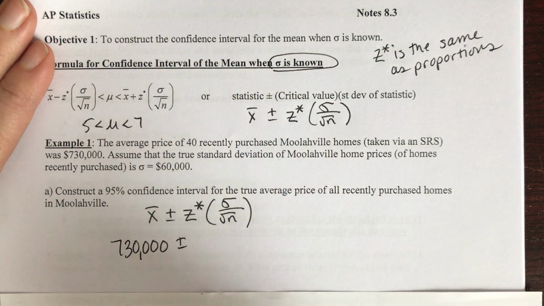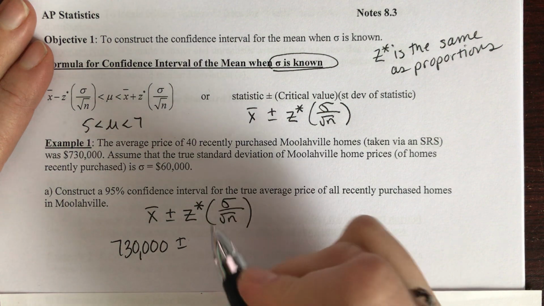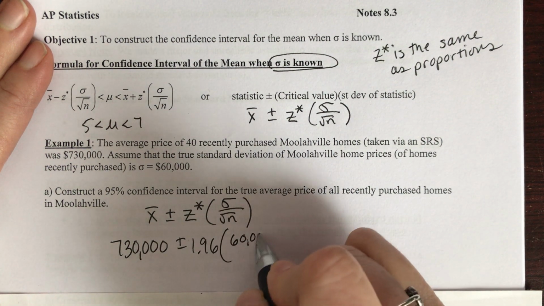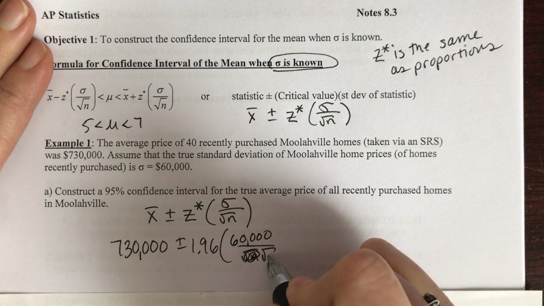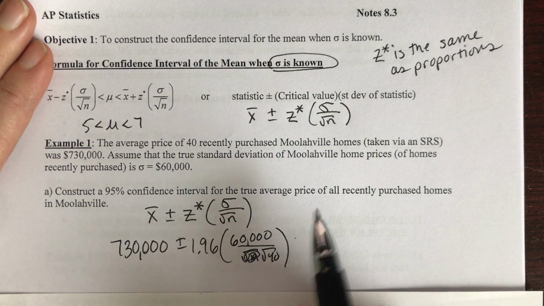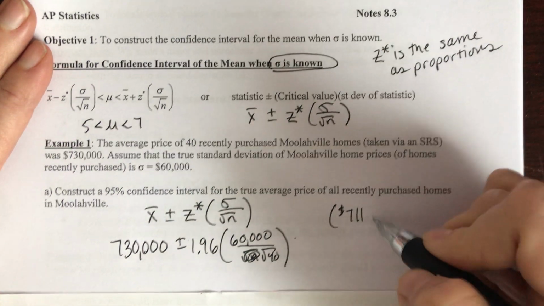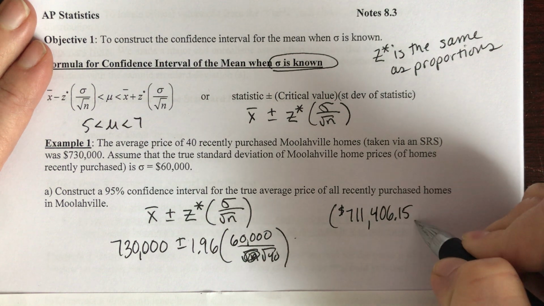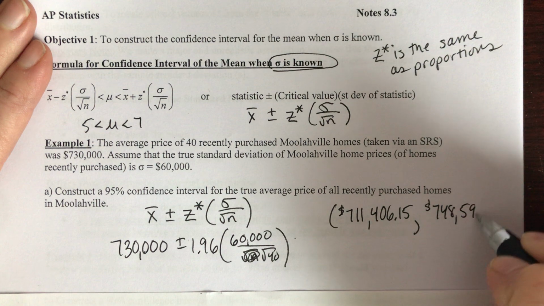plus or minus. We have these memorized based on how much we practiced in section 8.2. Our z star is going to be 1.96, and then our standard deviation is 60,000 over the square root of n, which was 40. So we want the square root of 40. You put this in your calculator for the positive and for the negative, and hopefully your answer came up as 711,406.15 up to 748,593.85.